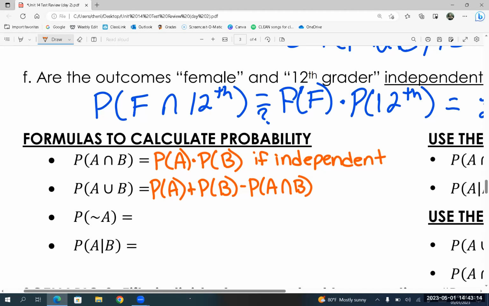Okay, the probability of not A would be 1 minus the probability of A. So we just subtract out of our sample space the outcome that we don't want. And then our last one, probability of A given B, would be the probability of A and B divided by the probability of the condition, which was B.